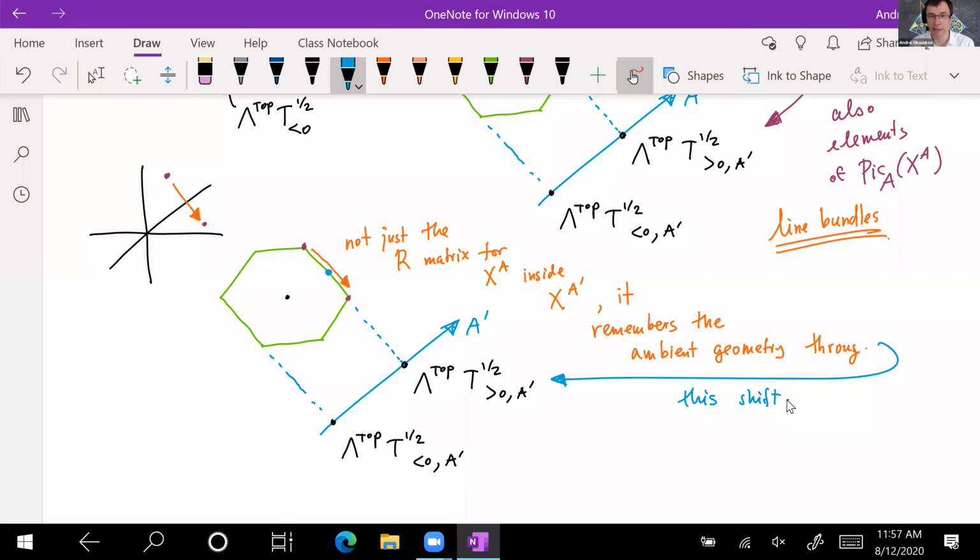So A sits inside an ambient space. In the ambient space, all the directions are fixed by A prime in the fixed locus, but there are directions which are not fixed by A prime, and it's a line bundle in A prime, and it's shifted by exactly this amount. This object is the dynamical shift.